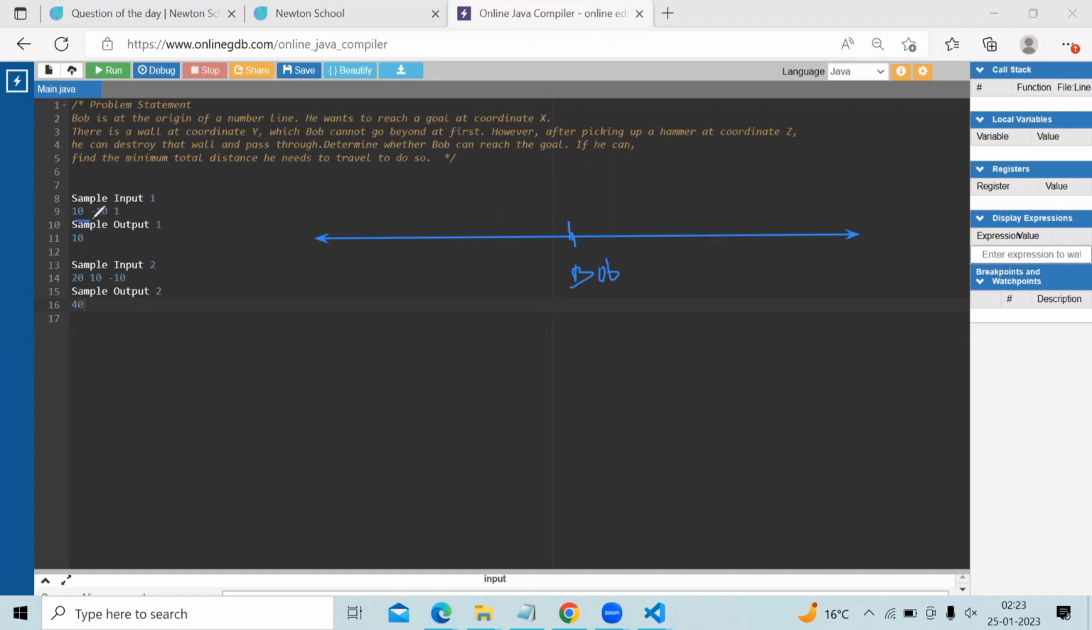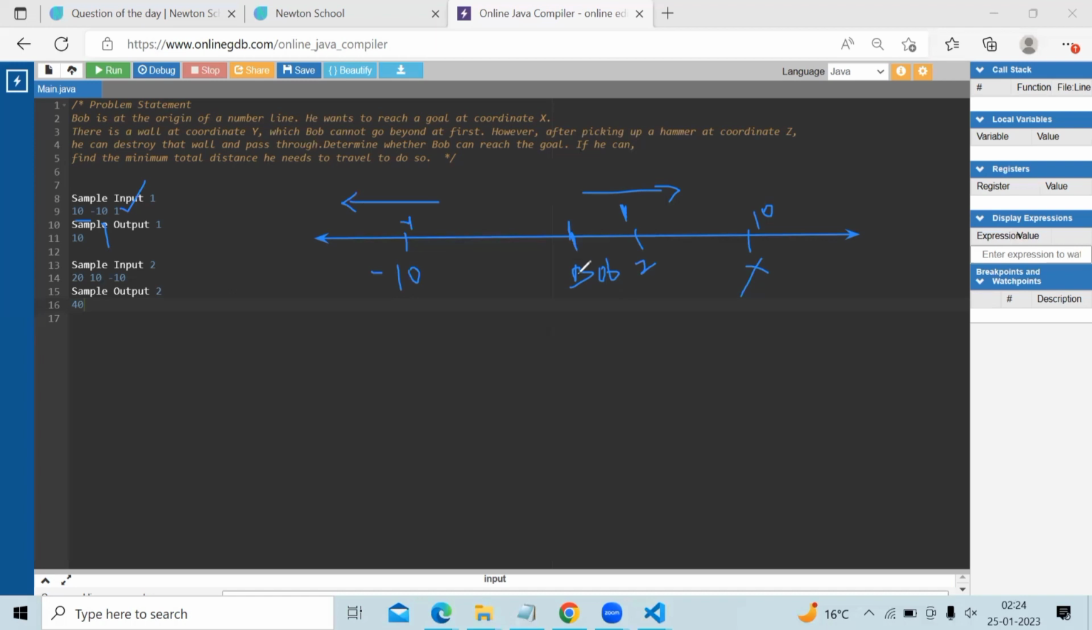Now in the first sample input you can see that x is 10. So let's suppose this is x, which is 10, then this is y, which is minus 10. So these are the positive values and these are the negative values. From the right side of Bob it is positive values, from the left side of Bob it is negative values. So this is minus 10, which is y, this is x, and one is z. So this is z and its coordinate is 1.